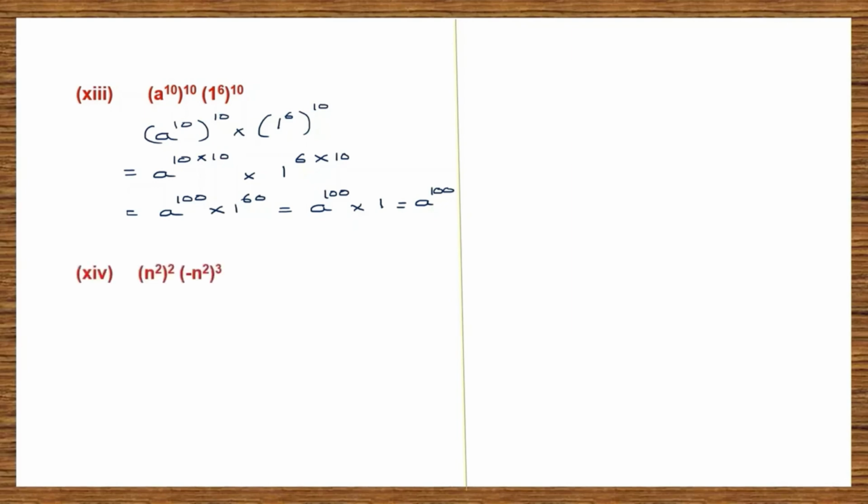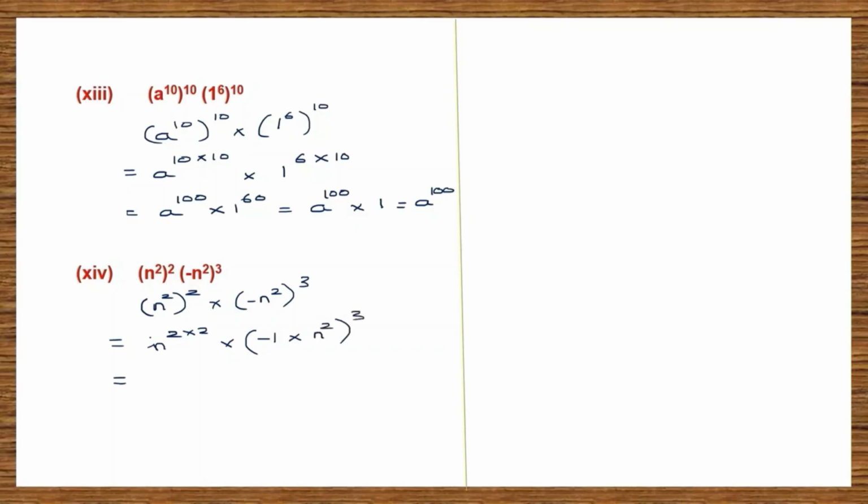Next one, here we have n to the power of 2, the whole thing raised to 2, into minus n square raised to the power of 3. So here we're going to multiply. So this becomes n to the power of 2 into 2, into. Now here we have a variable with a minus sign. So we follow that rule that we had in the beginning. Minus 1 into n to the power of 2 raised to 3.